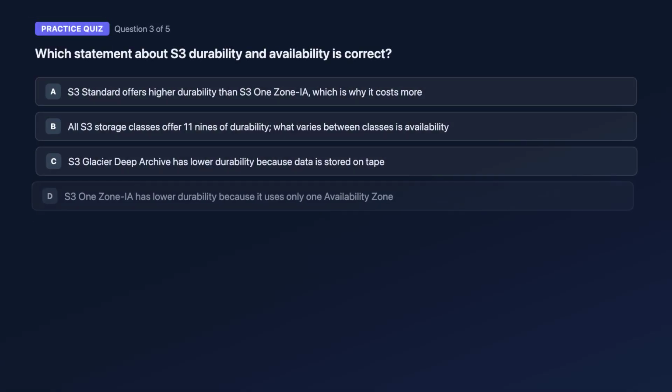Question 3. Which statement about S3 durability and availability is correct? A. S3 Standard offers higher durability than S3 One Zone IA, which is why it costs more. B. All S3 storage classes offer 11 nines of durability. What varies between classes is availability. C. S3 Glacier Deep Archive has lower durability because data is stored on tape. Or D. S3 One Zone IA has lower durability because it uses only one availability zone. Think about which constraint matters most here.